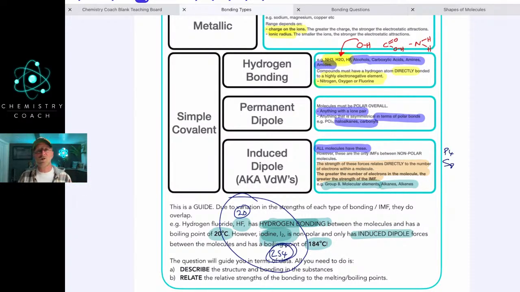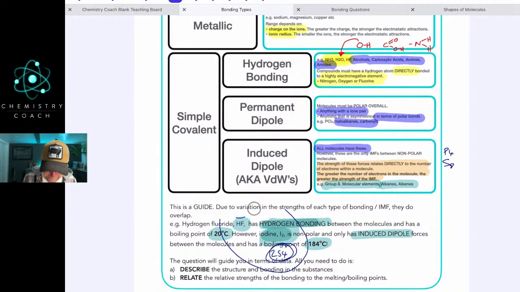Okay, so you just let the question lead you. You're not expected to have this encyclopedic knowledge of all the melting and boiling points of all the molecules and elements in the entire universe. So just let the question lead you and just go with it. And every single time, whichever's got the highest melting or boiling point has got the strongest bonds or the strongest intermolecular forces, depending on, of course, what you're dealing with.